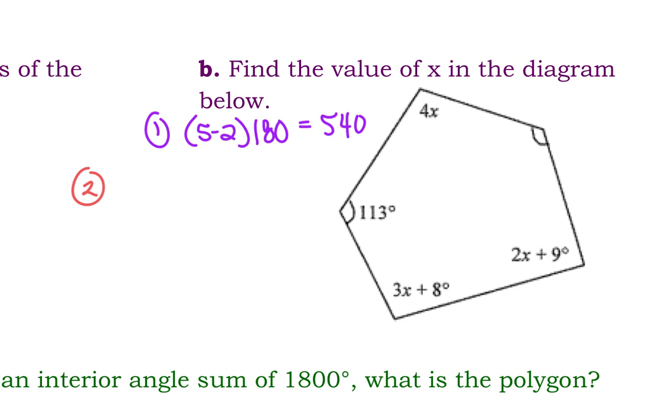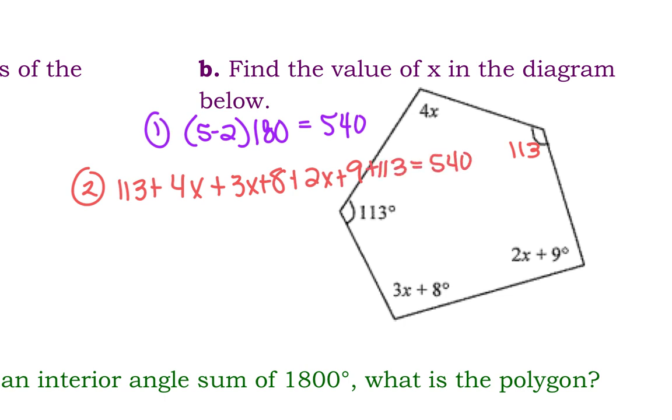Just tell me the angles is what I'm asking. What angles do we have inside? 113. What else? 4x. 3x plus 8. 2x plus 9. And there's one more, the 113. Reminder that if they're marked congruent, they are identical. And this should equal 540.